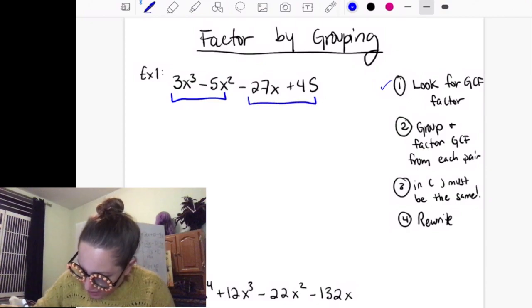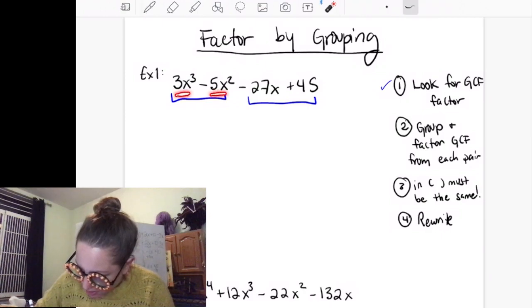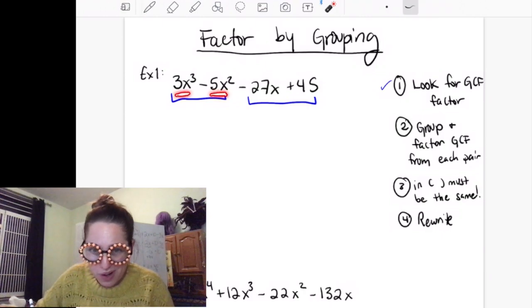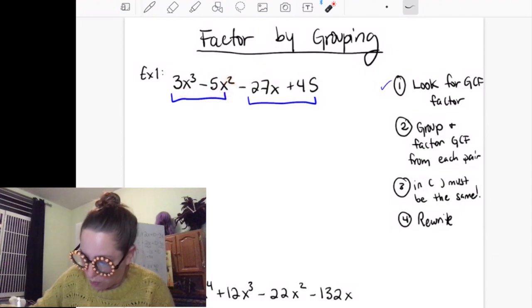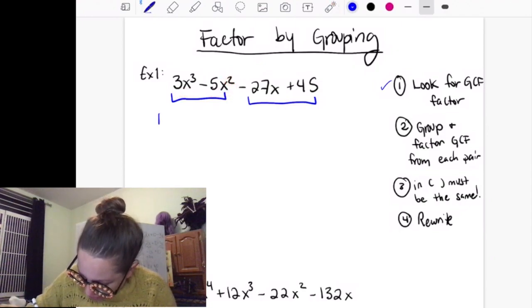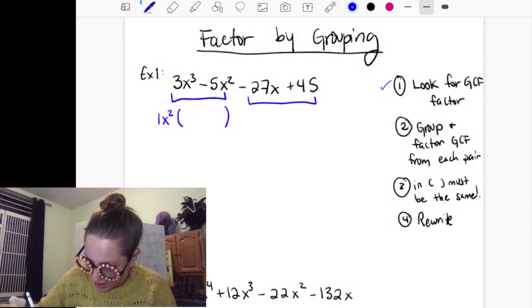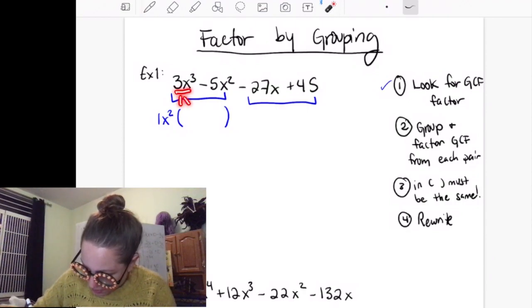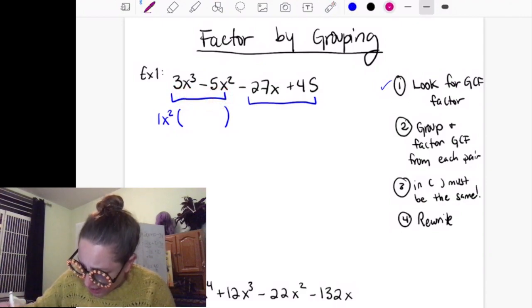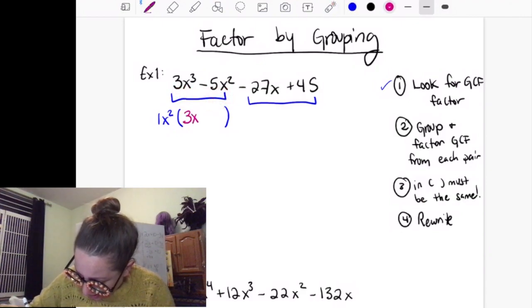And I say, what can divide out of 3x to the third and 5x to the fifth? Well, 1 is the only thing that divides out of 3 and 5. And then the smallest exponent would be squared. So it's going to be 1x squared. So I write the 1x squared outside parentheses like that. Now, I divide both terms by 1x squared. So I'm going to divide this by 1x squared and divide that by 1x squared. And when you do that, you get 3x minus 5.